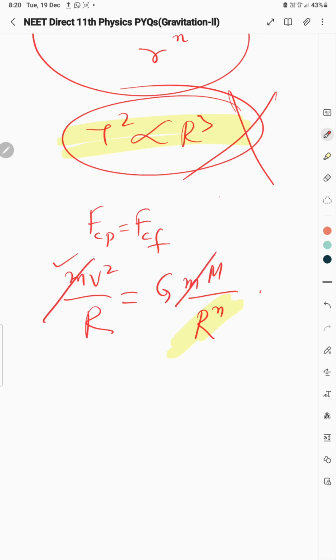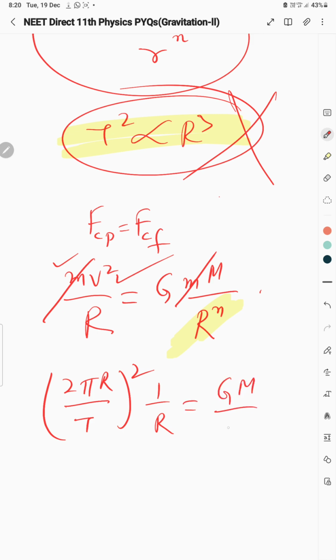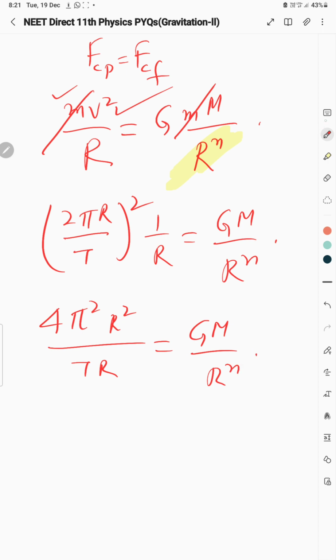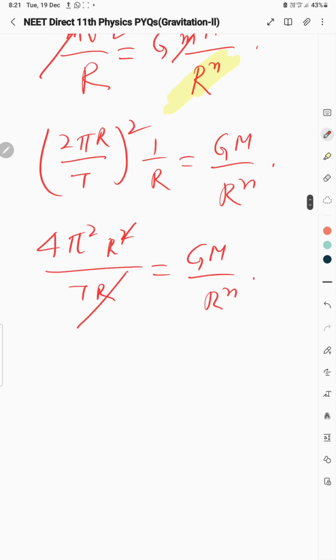Now you simplify, and velocity, what is it? Circumference by time. v square means square of this into 1 by r, equals GM by r power n. Keep on simplifying. 4 pi square r square by T square r equals GM by r power n. You can further simplify. As you can see, this r gets cancelled, and now you cross multiply. And GMT will be 4 pi square r power n plus 1.